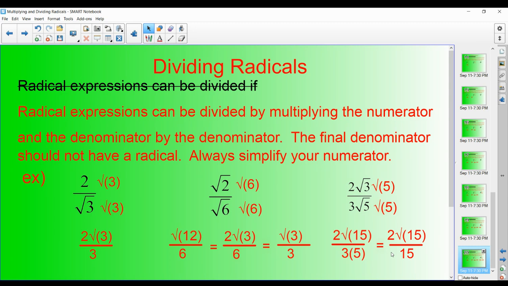So that's how we simplify and multiply and divide radical expressions.